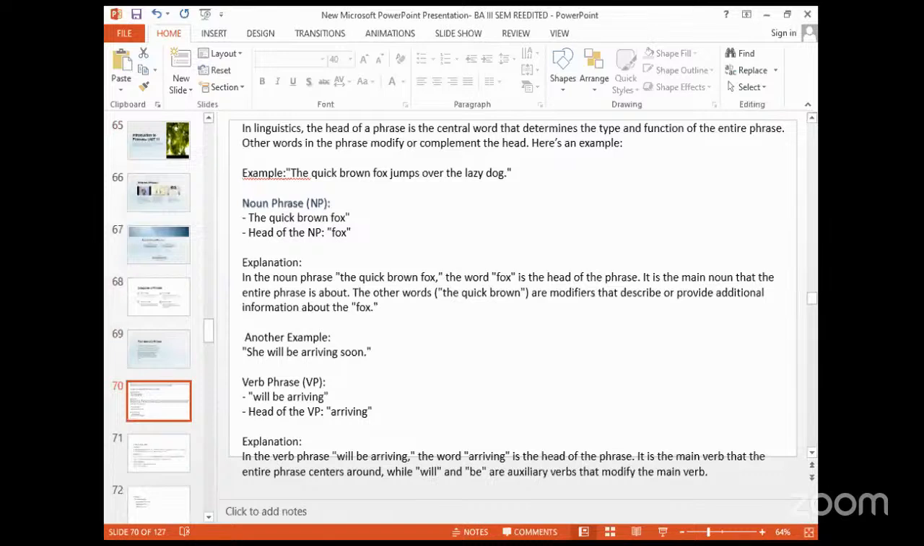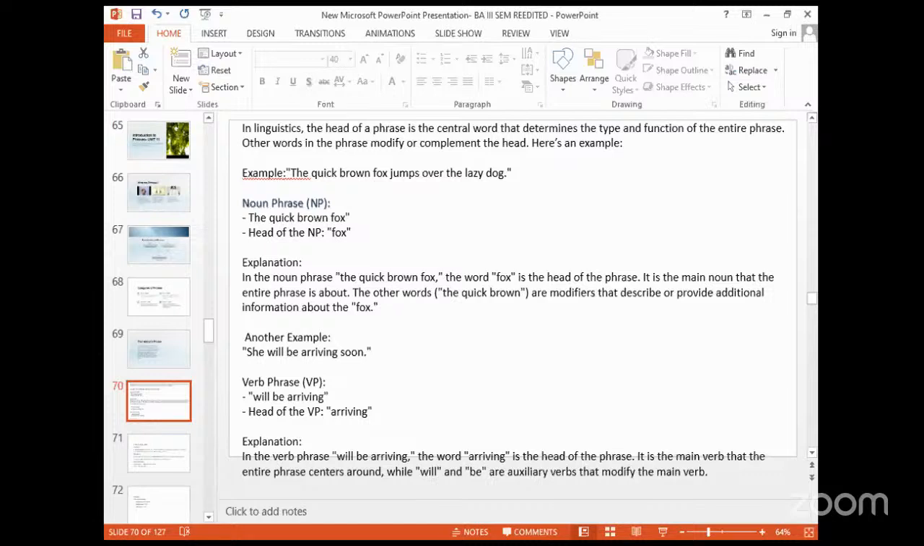So in linguistics, the head of a phrase is the central word, without which you will find the meaning irrelevant. So first and foremost, you need to identify the head of a phrase. Phrases are nothing but a group of words. So how do you identify the head? Right? It is the central word that determines the type and function of the entire phrase. Other words in the phrase modify or complement the head. So, for example, the quick brown fox jumps over the lazy duck.